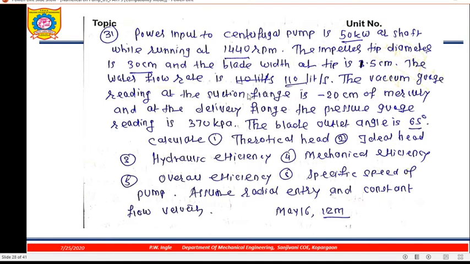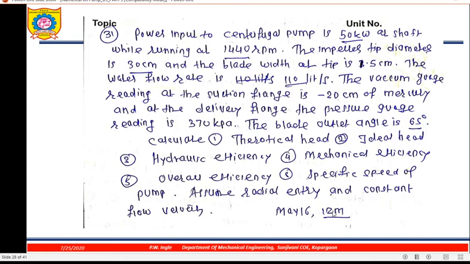The vacuum gauge reading is minus 20 centimeter of mercury, and at the delivery flange, the pressure gauge reading is 370 kilopascal. The blade outlet angle is 65 degree. Calculate theoretical head, ideal head, hydraulic efficiency, mechanical efficiency, overall efficiency, and specific speed of the pump, assuming radial entry.